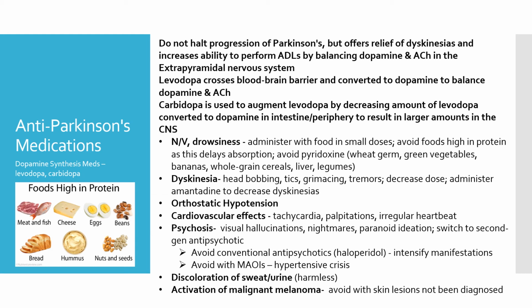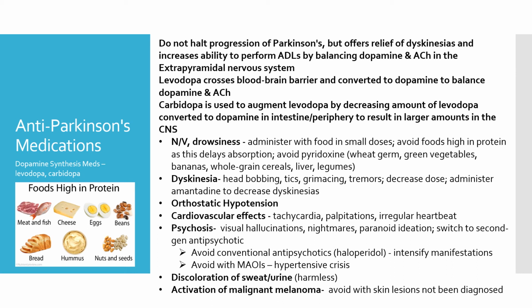These can also have signs of dyskinesia. It's usually different than the initial dyskinesia types that they're taking it for, but looking for, again, different types of dyskinesia like head bobbing, tics, grimacing, tremors. If this happens, we may need to decrease their dose and administer amantadine in order to decrease the effects of these dyskinesias. Orthostatic hypotension, of course. Cardiovascular effects such as tachycardia, palpitations, and irregular heartbeat can occur. And psychosis. So visual hallucinations, nightmares, paranoid ideation can occur.